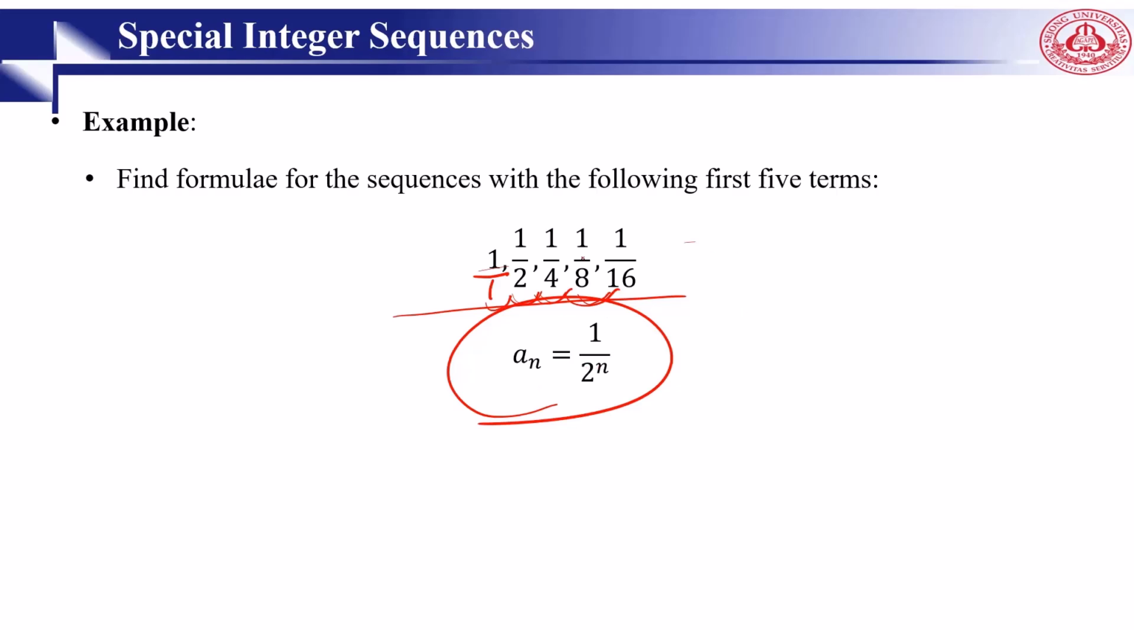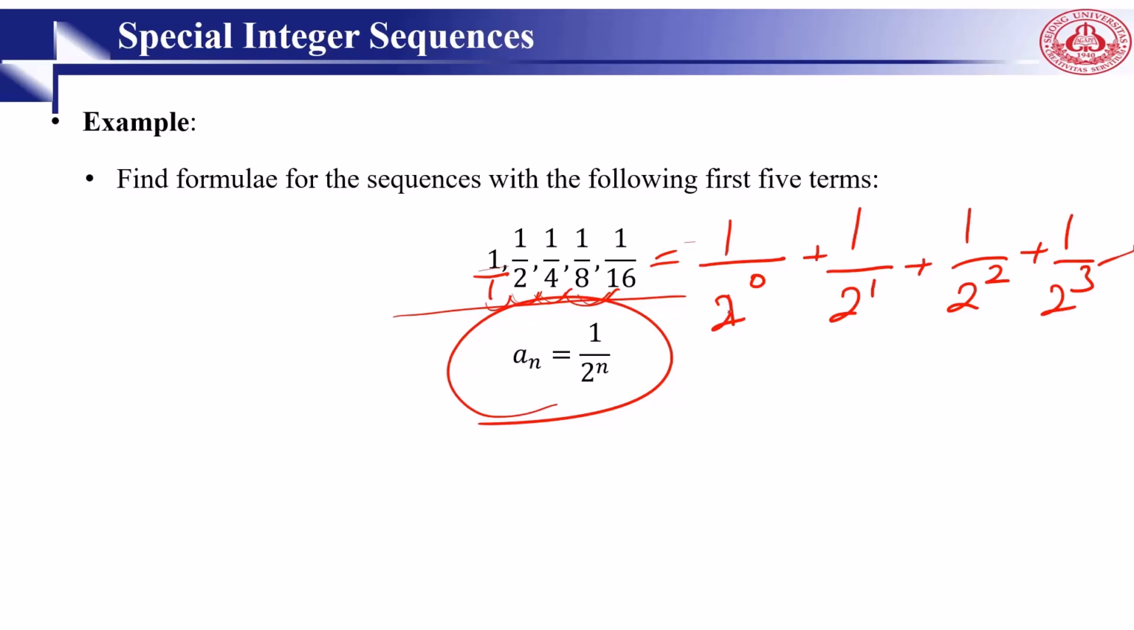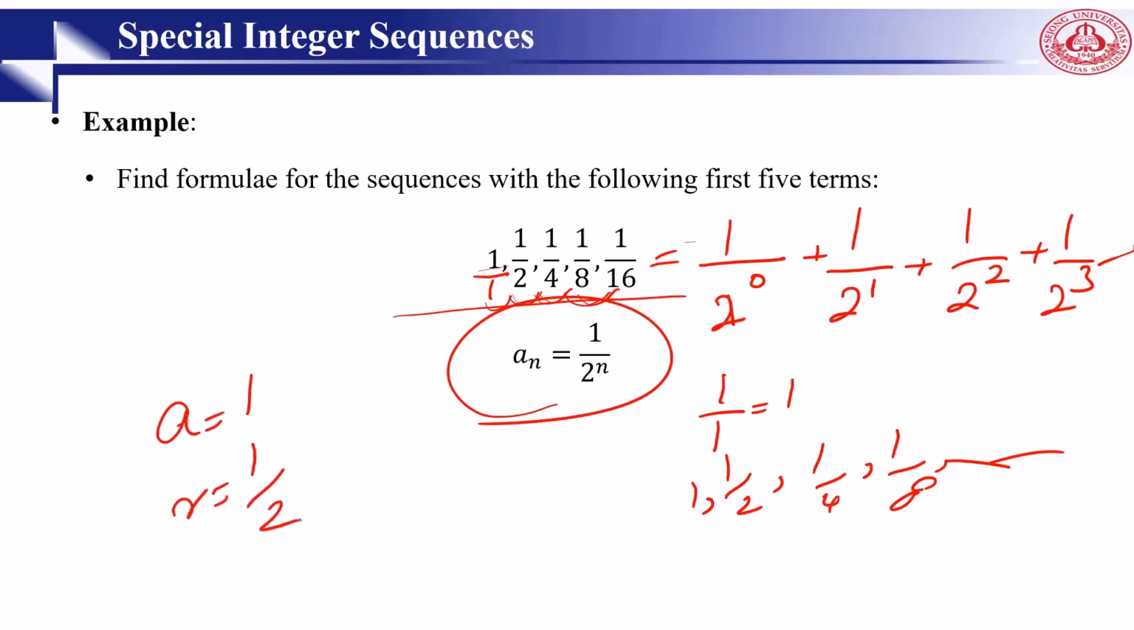So how it works: this one is equal to 1 by 2 to the power of 0, plus 1 by 2 to the power of 1, plus 1 by 2 to the power of 2, plus 1 by 2 to the power of 3, and so on. So 2 to the power of 0 is 1, and 1 by 1 is 1, then 1 by 2, 1 by 4, 1 by 8, and so on. Very simple. This is a geometric progression. In here, a equals 1 and r equals 1 by 2.